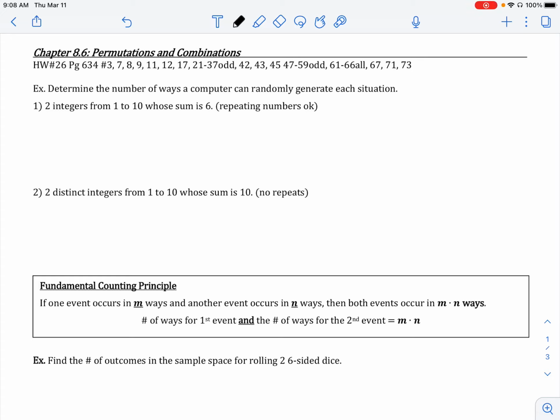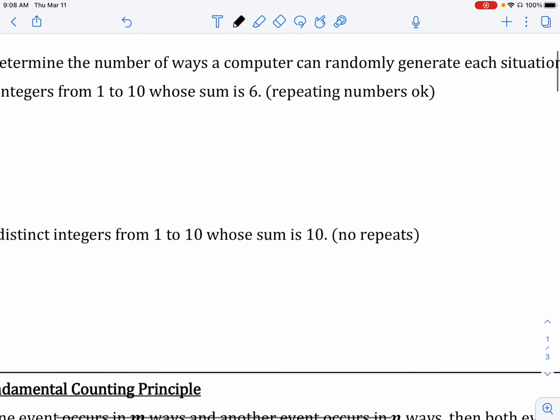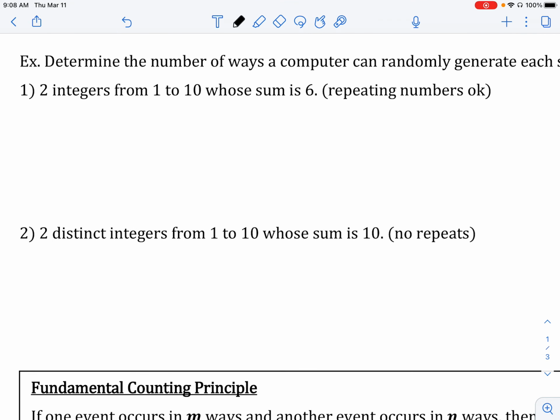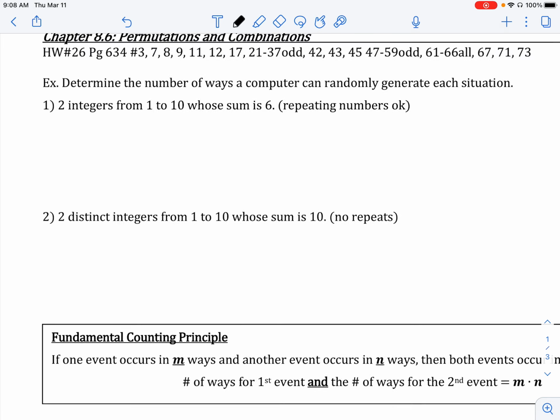Before we start talking about permutations and combinations, let's get a little more comfortable looking at different ways of counting things. So let's take a look at this first problem and go through some of these scenarios. Determine the number of ways that a computer can randomly generate each situation.